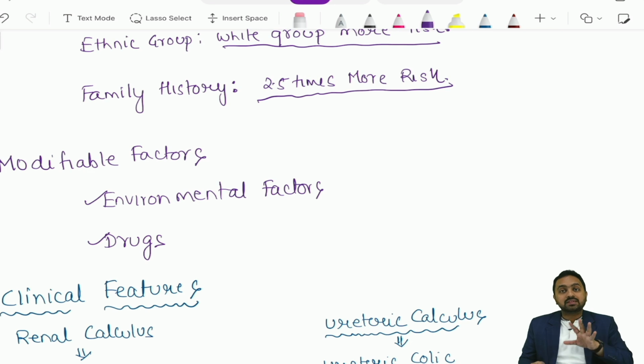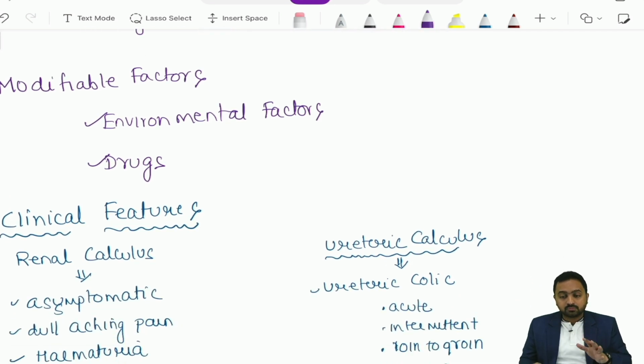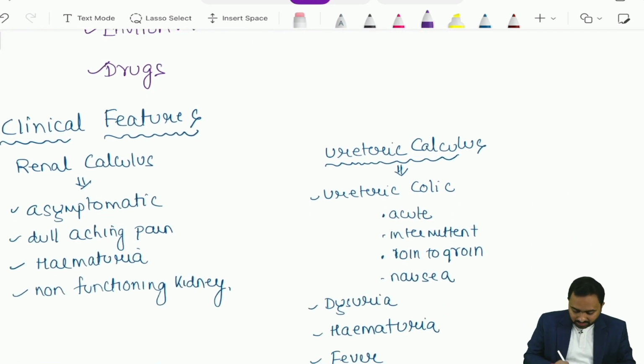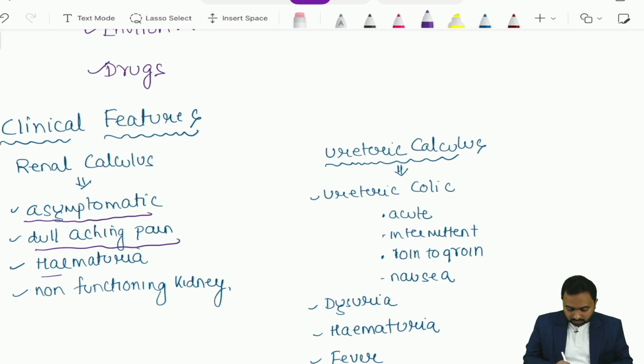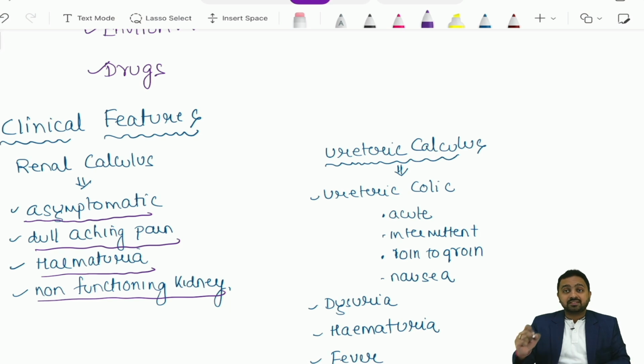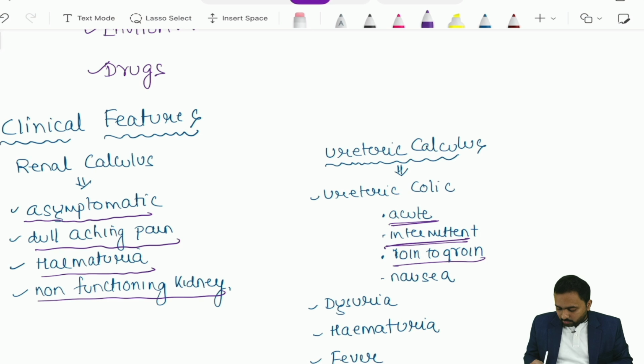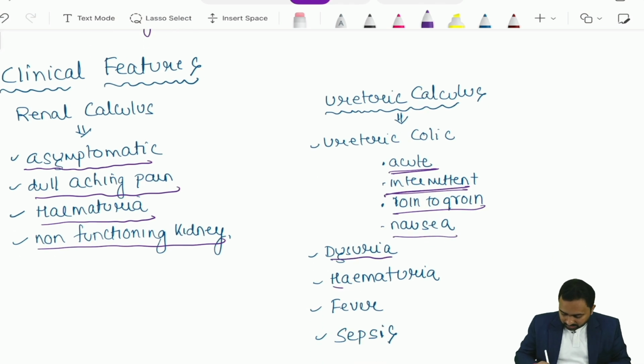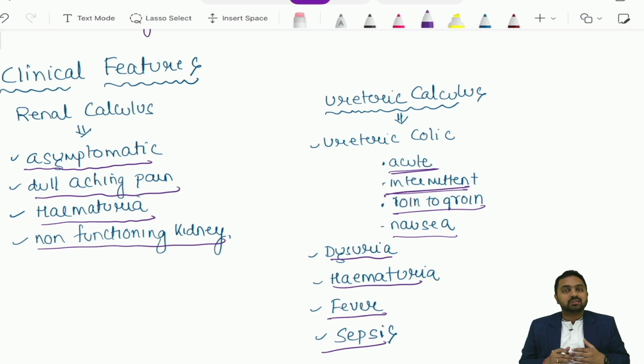Now how would be the presentation of this calculus? If it is a renal calculus, it could be asymptomatic, causing dull aching pain, or it may present with hematuria and a non-functioning kidney. Whereas on the other hand, ureteric calculi would cause acute intermittent loin to groin pain associated with nausea. There may be dysuria, hematuria, fever and sepsis. So this would be the clinical presentation of a patient coming to you with a kidney or ureteric calculus.